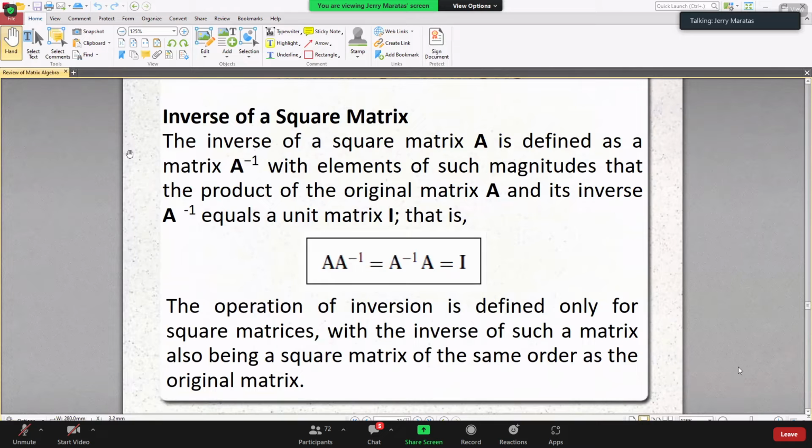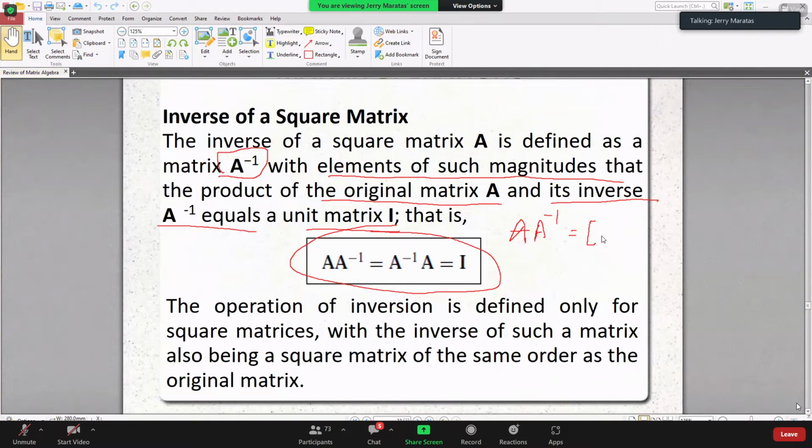Okay. Now, this is the definition. No? The inverse of a square matrix A is defined as, if we have a matrix A, so the symbol, if we get the inverse, so nana siya ay superscript -1. Okay? With elements of such magnitudes that the product of the original matrix A and its inverse should be equal to a unit matrix or an identity matrix 1. So this is basically the basic property. No? If you have a matrix A, you multiply that by the inverse. Okay? Ang result na is 1, no? Or an identity matrix.